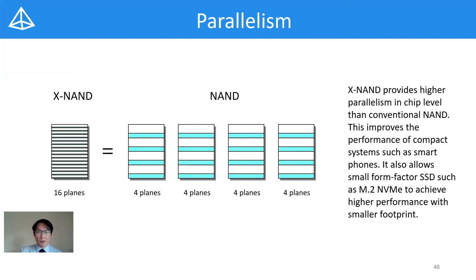Now we are going to talk about the applications for XNAND. This slide shows the comparison of the parallelism between NAND and XNAND. XNAND's single chip has 16 planes, so you can provide the same parallelism of 4 to 8 conventional NAND chips. This provides huge advantage for small form factor systems like M.2 or eMMC.